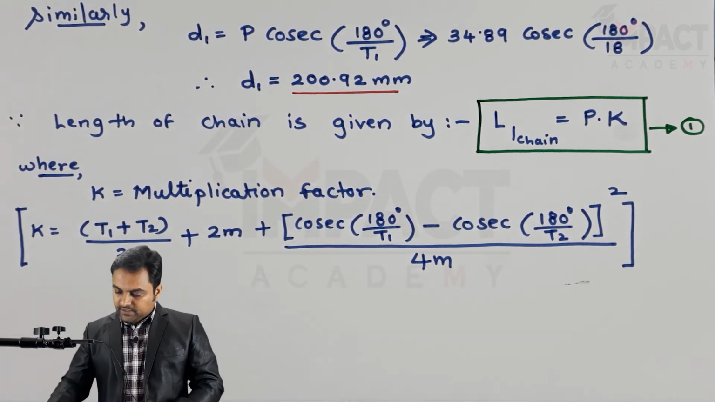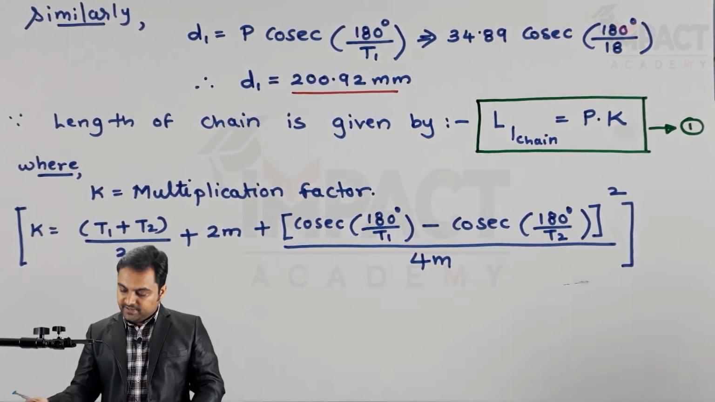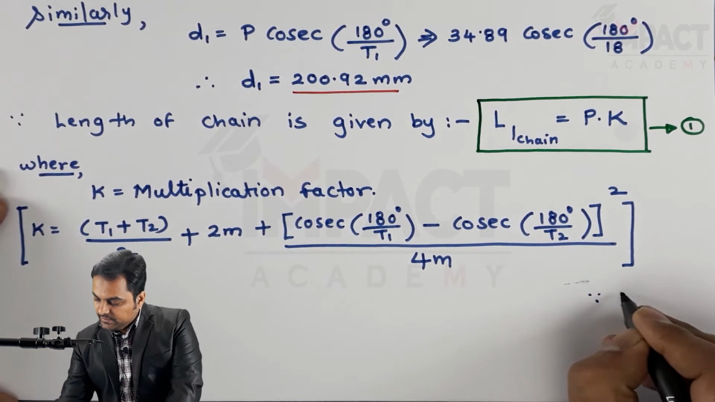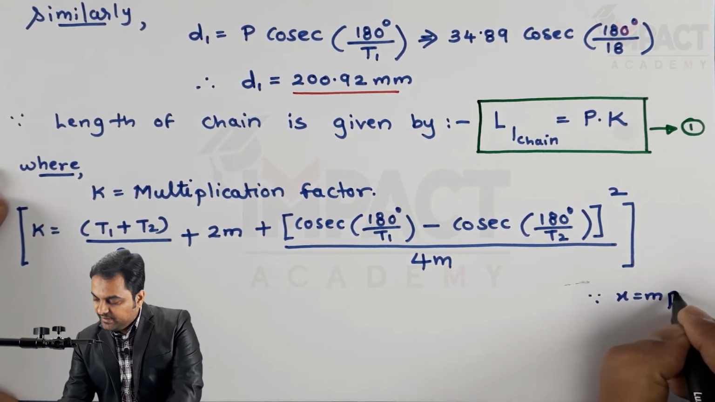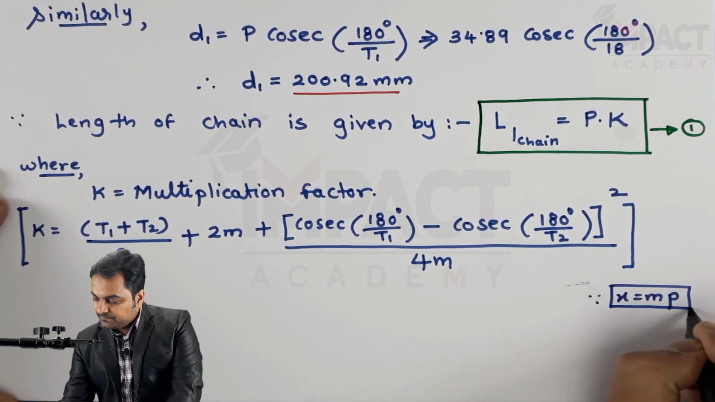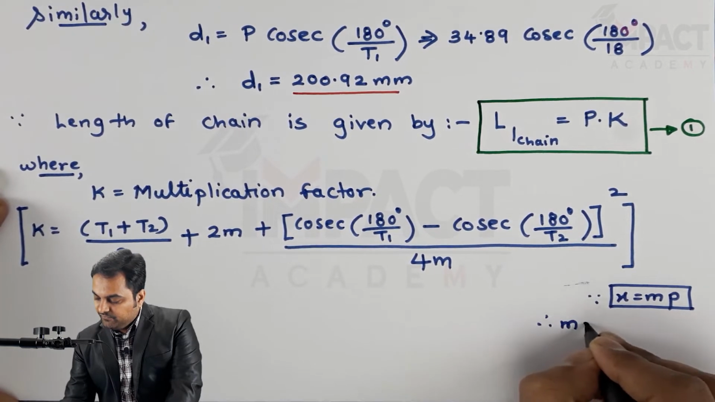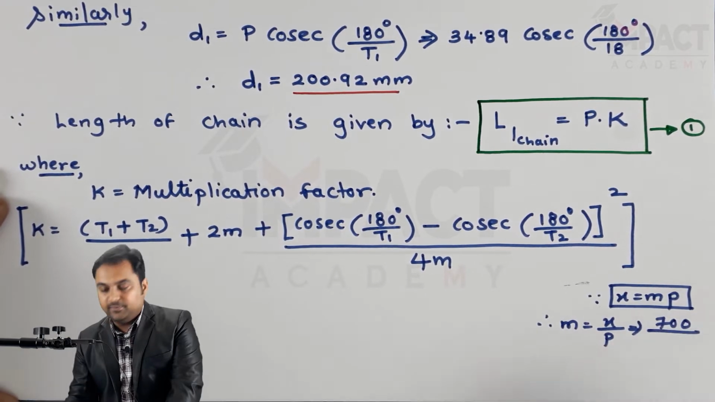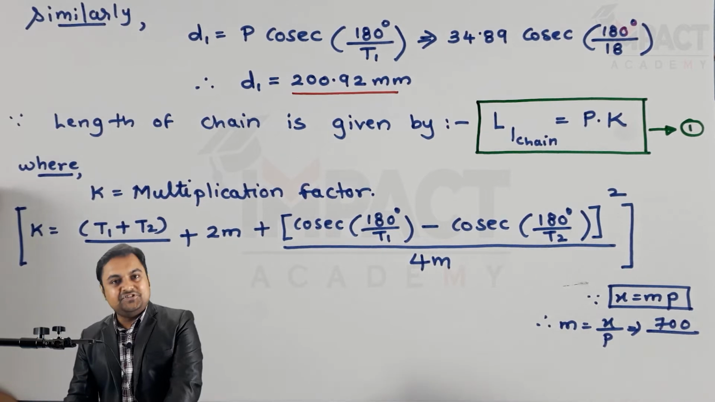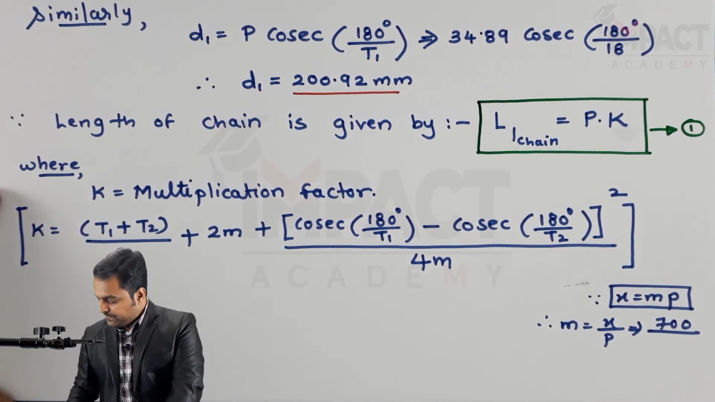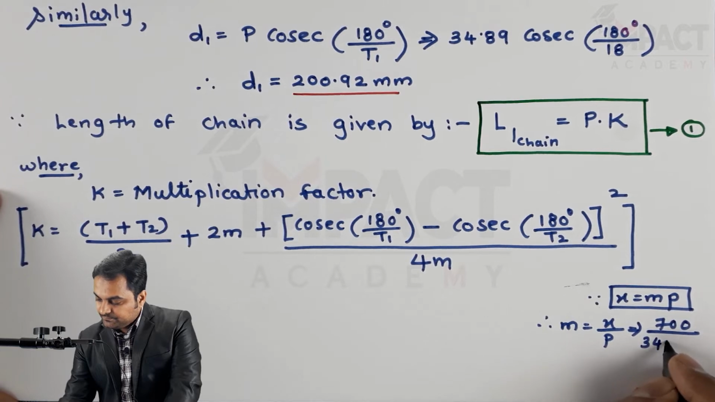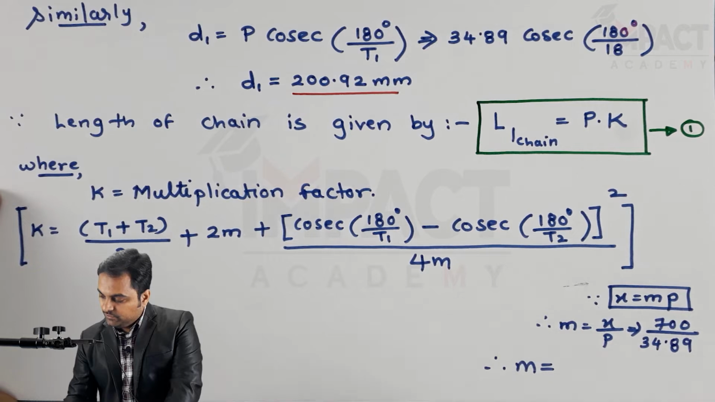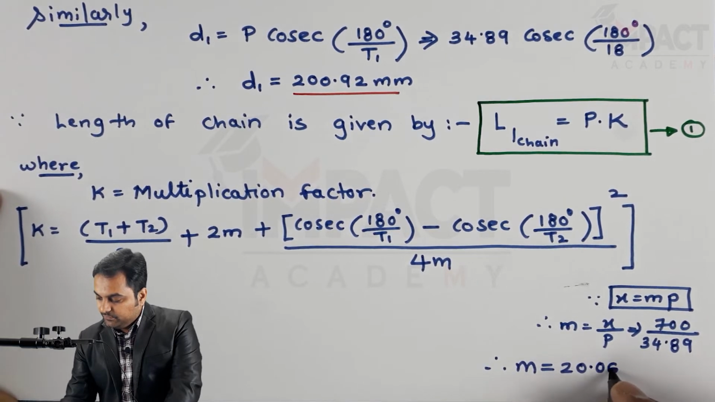drive. Now this value m can be found out by using the relation that since x, the center distance, is m into pitch, therefore m will be x upon p. X is the center distance given in the problem as 700. The pitch value we have found out, it was 34.89. So therefore the m value is 20.06.